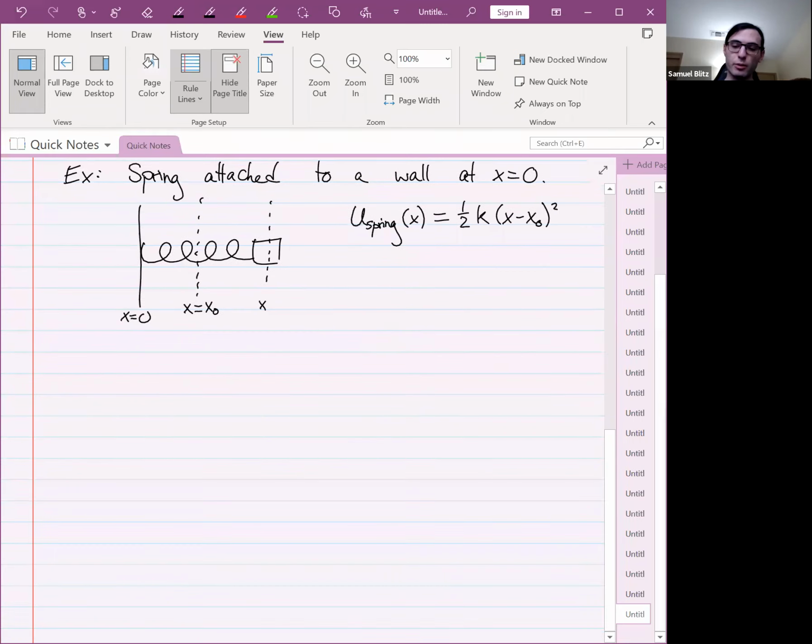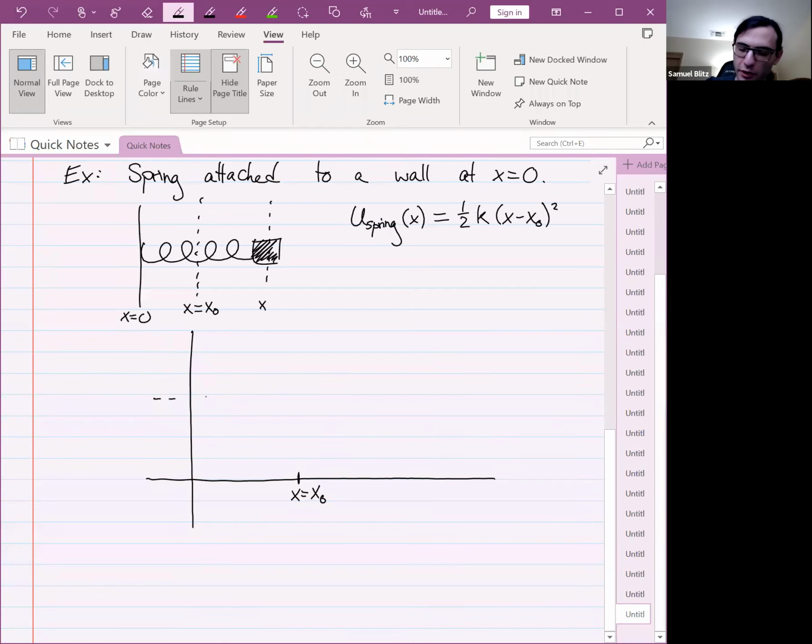Now let's plot our potential energy. By the way, in this case, it doesn't make sense for our block to go to the left of x equals 0. So we're not going to plot the position left of x equals 0. It just doesn't make sense because it would have to pass through the wall. So here, let's do this plot again. I'm going to zoom it in a little bit. There we go. So let's say that this place is x equals x naught.